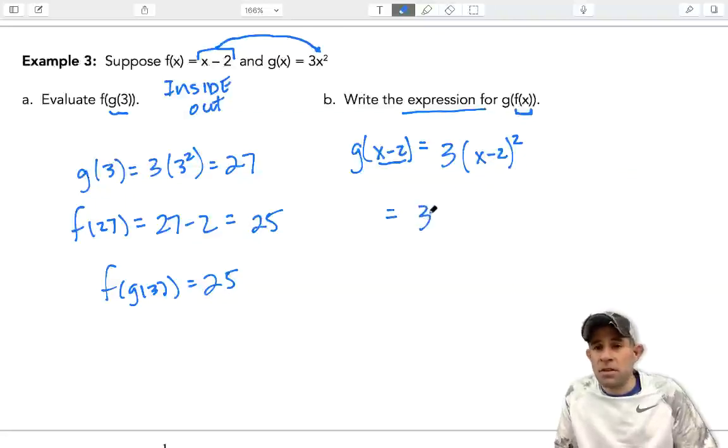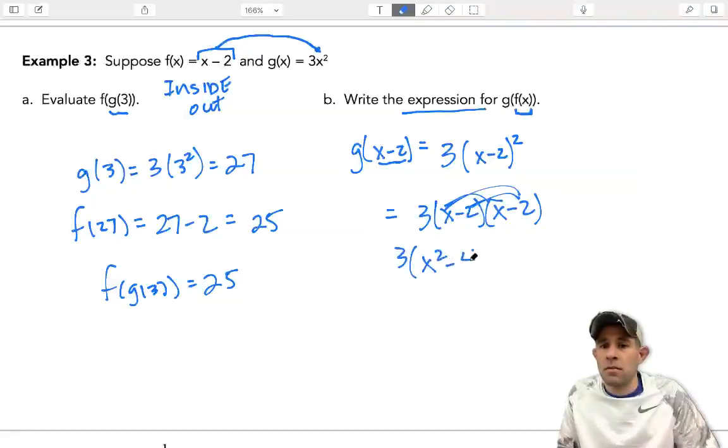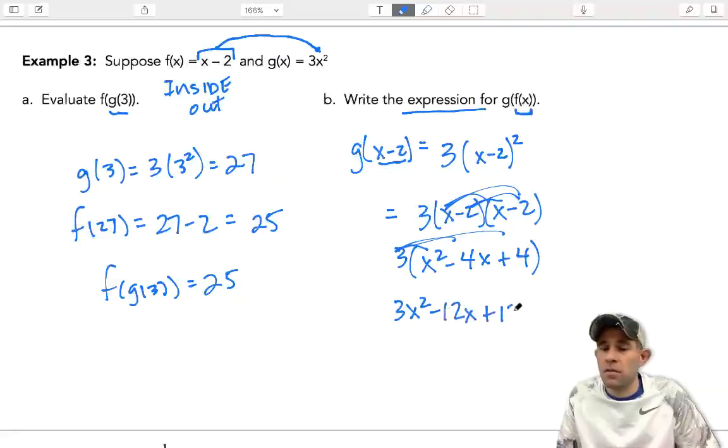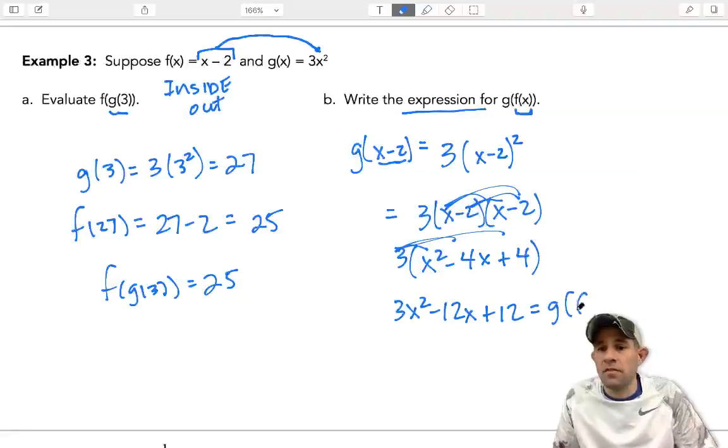Just like in the previous example, we're going to expand the x minus 2 squared to simplify that. So I need to distribute all those terms. That becomes 3 times x squared minus 4x plus 4. Now we need to distribute the 3 to all those terms, and we get 3x squared minus 12x plus 12. And this is our expression for g of f of x.